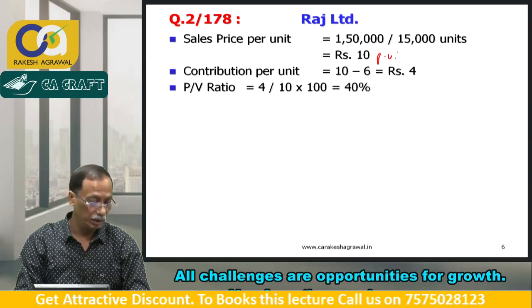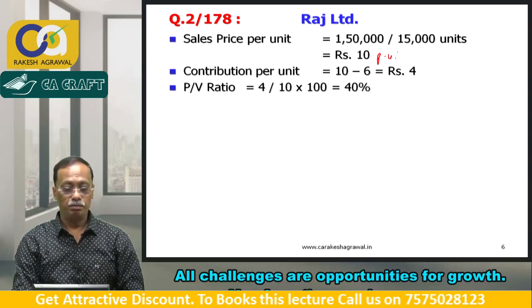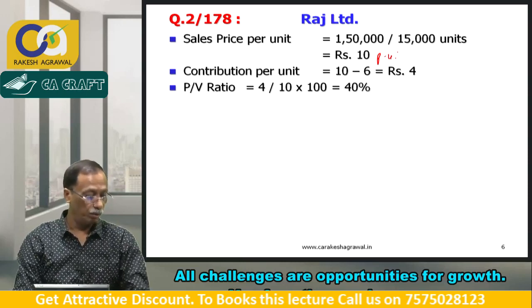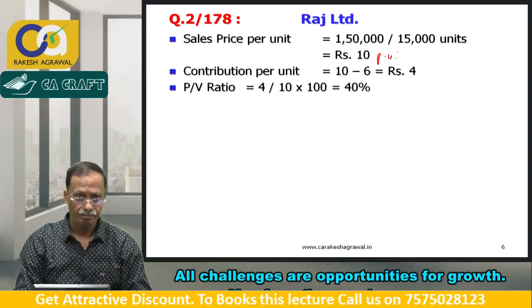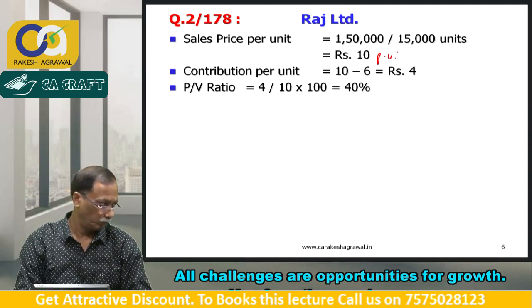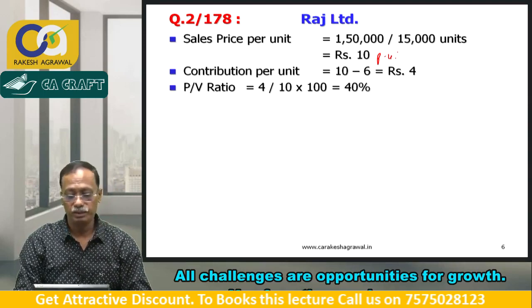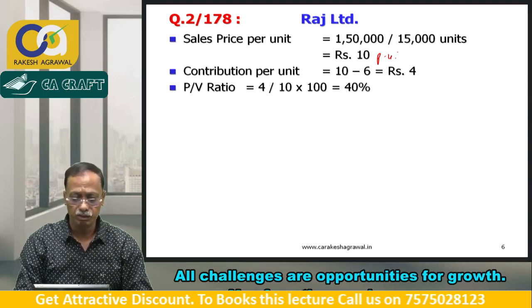PV ratio is equal to 4 upon 10 into 100, which is equal to 40%.